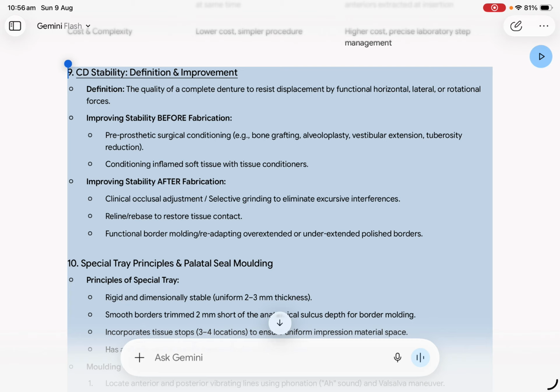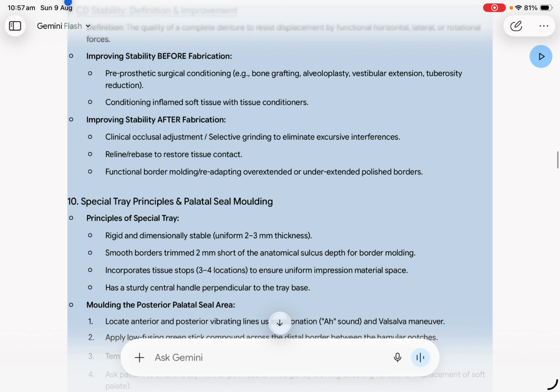Improving stability after fabrication: clinical occlusal adjustment, selective grinding to eliminate excursive interferences, reline rebase to restore tissue contact, functional border molding, readapting overextended or underextended polished borders. 10. Special tray principles and palatal seal molding.